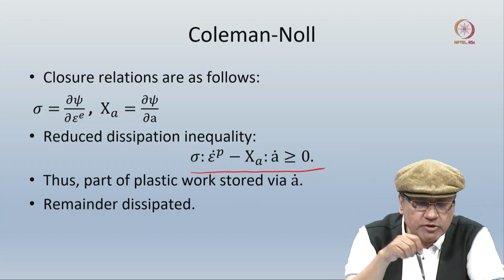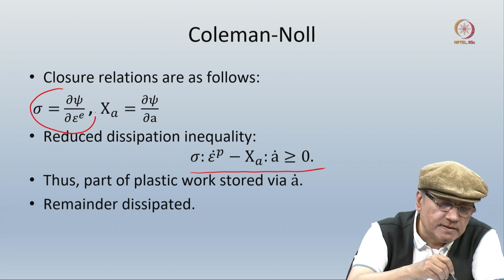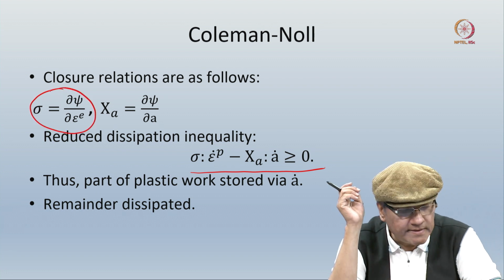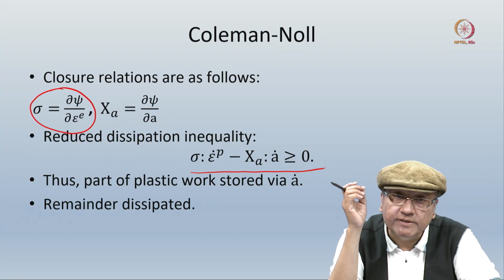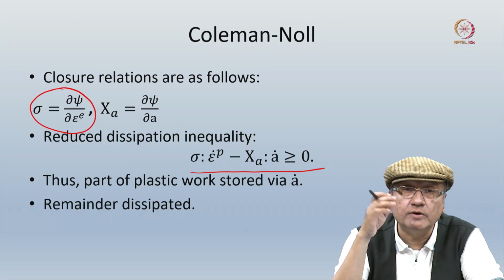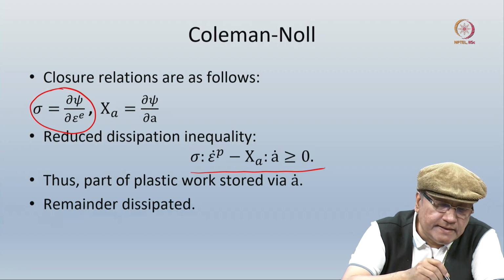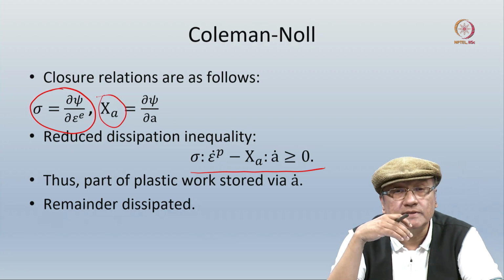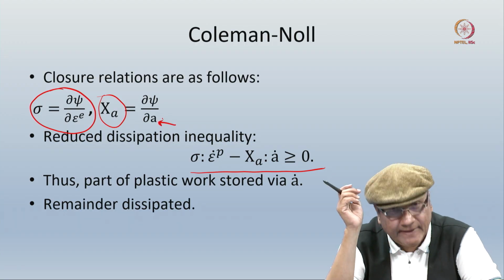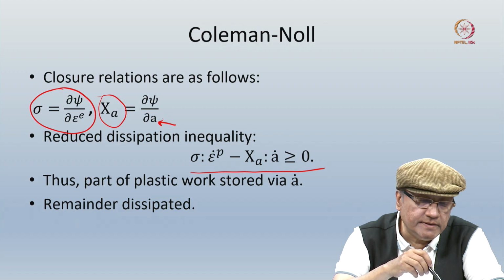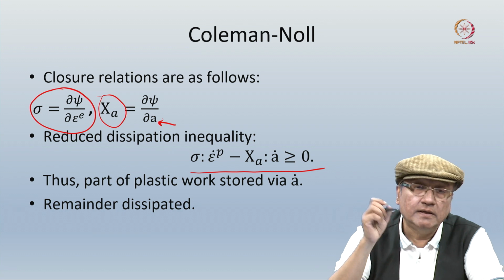Now, the closure relations are as follows. Basically, as in the last case, always your sigma is the derivative of the free energy with respect to epsilon E, which is the strain corresponding to the elastic part, the elastic strain. And now this X A, the new thermodynamic force due to kinematic hardening, conjugate to this back stress A, is the partial derivative of the free energy with respect to the back stress A, right.